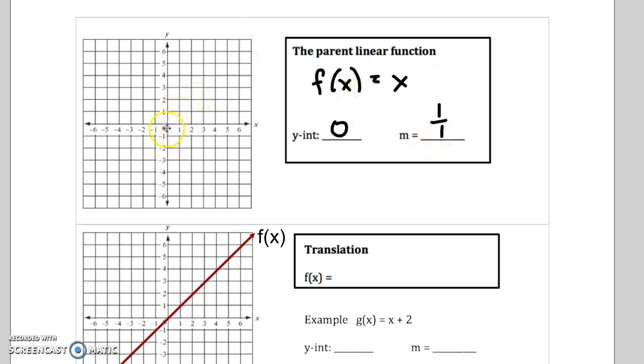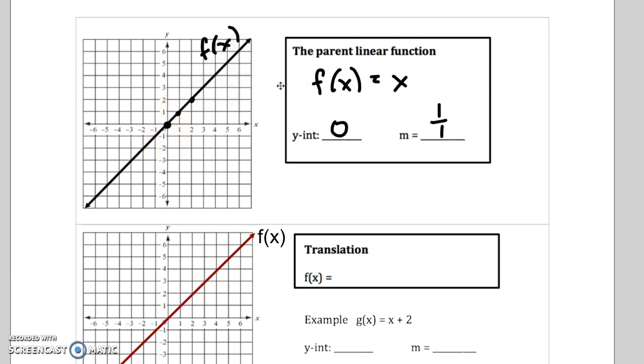So we're going to go and graph that and see what it looks like. Go ahead and make the y-intercept 0. We're going to go up 1 over 1, up 1 over 1, and go ahead and draw a line through that as straight as you can. If you need a straight edge, go ahead and use one. Now this is our parent linear function right here. This is f of x. So basic. Goes through the origin, goes up 1 over 1, nice positive slope.